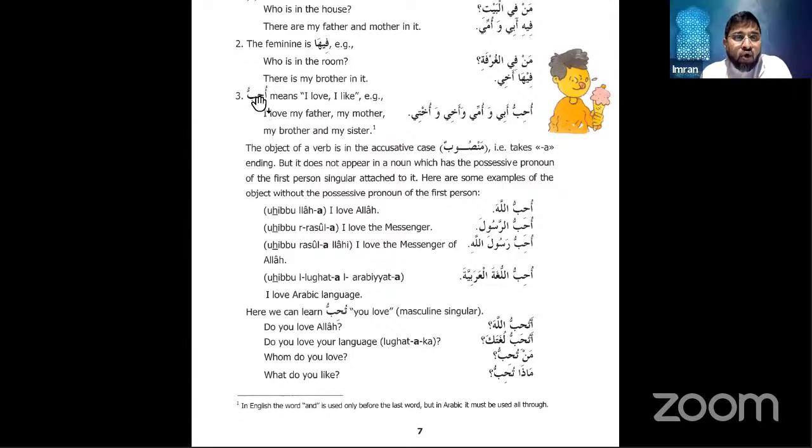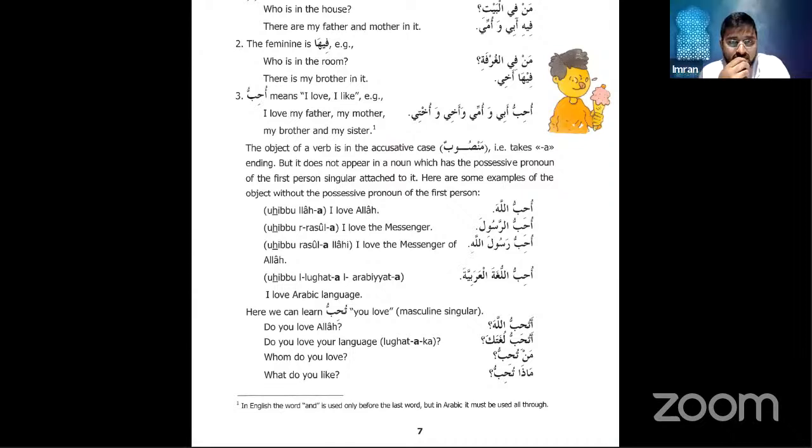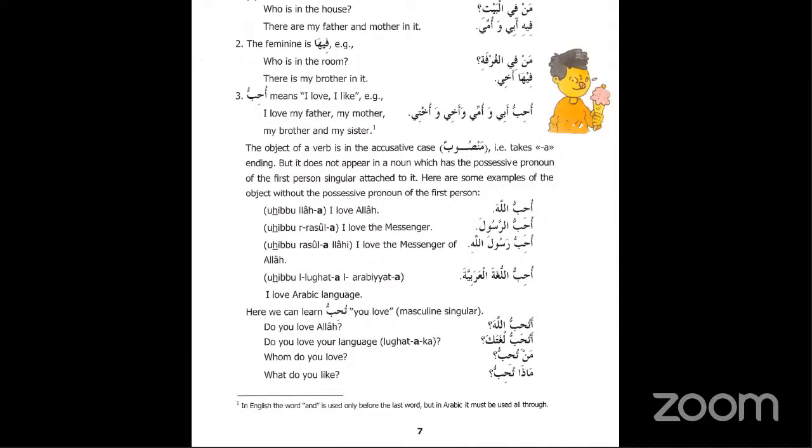Let me start from uhibbu. Okay, uhibbu means I love, I like. Example, uhibbu abi wa uhibbu ummi wa uhibbu akhi. I love my father, my mother, my brother, and my sister. The object of a verb is in accusative case, mansub, takes an a ending, but it does not appear in the noun which has possessive pronoun of the first person singular attached to it.